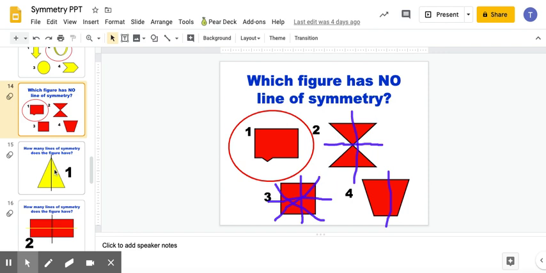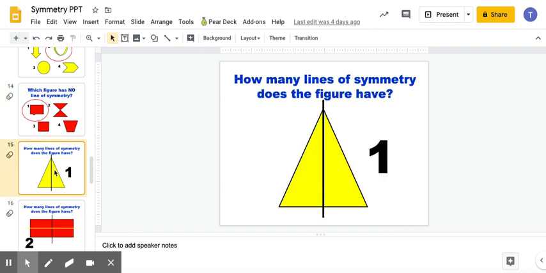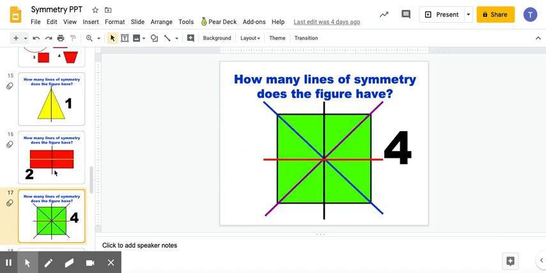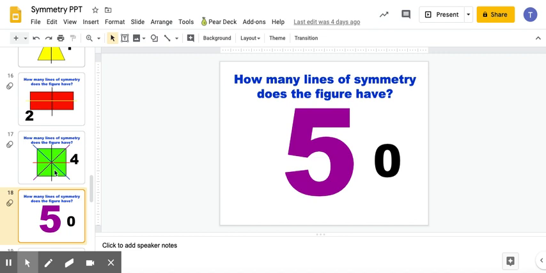And then some of your questions on your quiz are going to ask you how many. If you look at this triangle, it has one line of symmetry. If you look at this rectangle, you have 2 lines of symmetry. You look at the square, you have 4 lines of symmetry. This is the answer to number 1 on your quiz. The answer to number 1 on your quiz is 4. The number 5, there is no way that I can fold the number 5 to make it have a line of symmetry, so the answer is 0. It has 0 lines of symmetry.